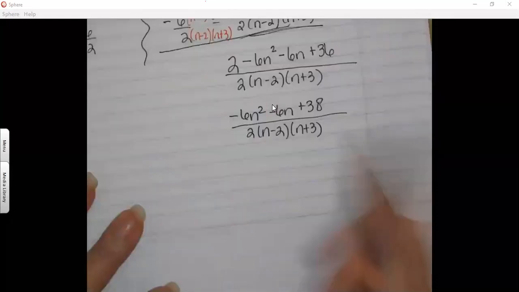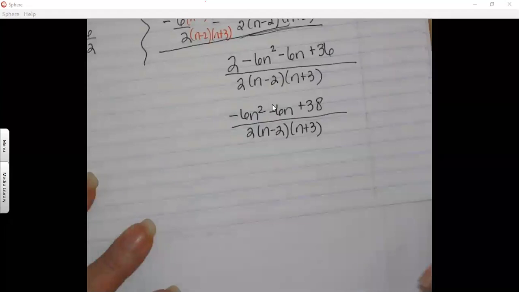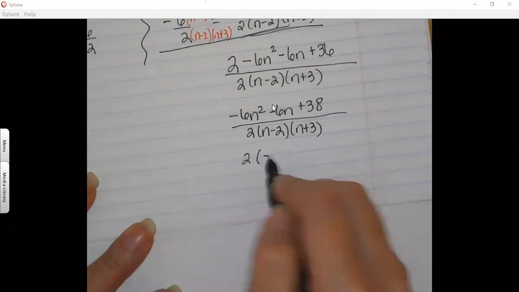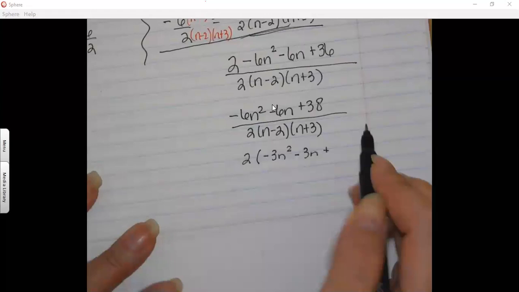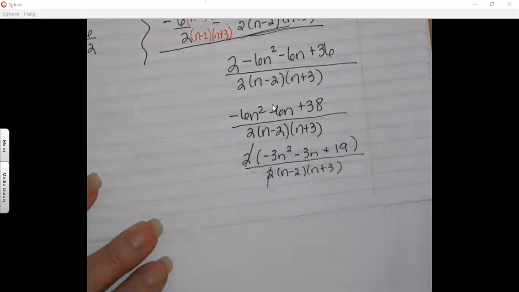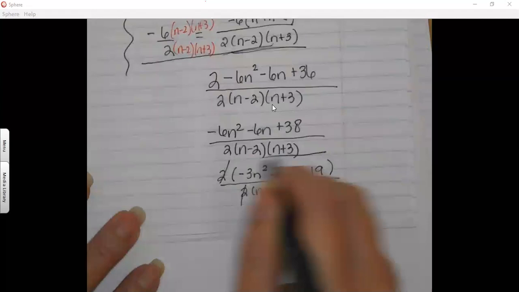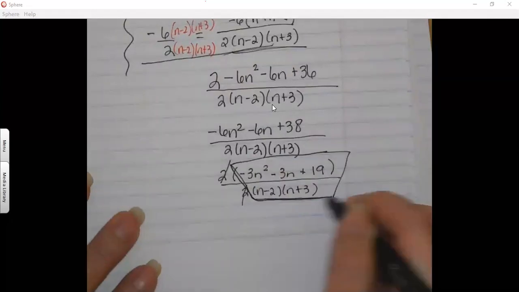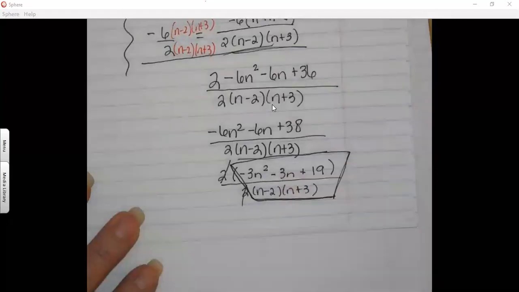You know what I mean? So if I factor out a 2, I'm left with negative 3n squared minus 3n plus 19. So then the 2's cancel. So if you factored out the negative from the numerator, now it doesn't go away, it's still going to be up there, but you're going to need parentheses. But they didn't, so I'm not going to. So my answer, and I'm out of room, so it's just this: negative 3n squared minus 3n plus 19, quantity divided by n minus 2 times n plus 3.